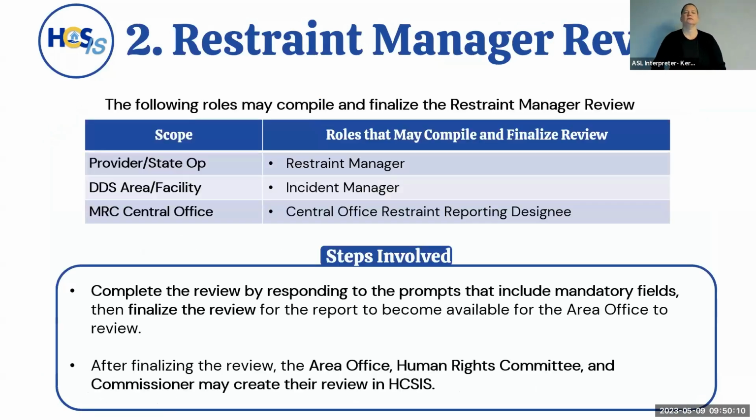Now, for step 2 in the process, the restraint manager review needs to be completed. Each scope has a role that may complete the restraint manager review. If a designated role approves the restraint report and finalizes the restraint manager review, the area office review, human rights committee review, and the commissioner review can be completed.